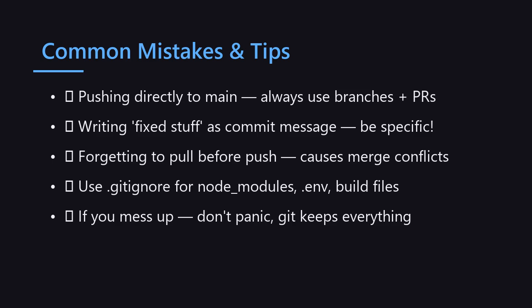Some tips before we wrap up. Never push directly to main in a team project, always make a branch and a PR. Write clear commit messages, "fix login redirect loop" is good, "fixed stuff" is terrible. Always git pull before you push, if someone else pushed changes, you need them first, otherwise you'll get conflicts. Add a .gitignore file so you don't accidentally commit junk like node_modules or your secret environment variables. And most importantly, if you mess something up, don't panic. Git keeps a history of everything. There's almost always a way to undo.